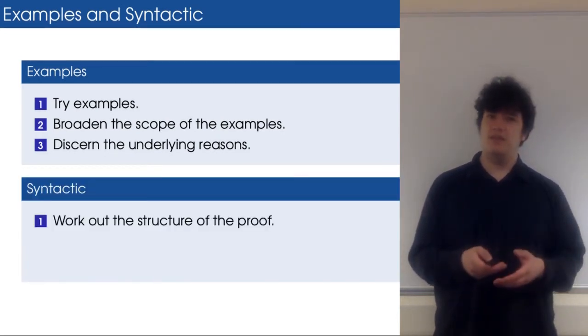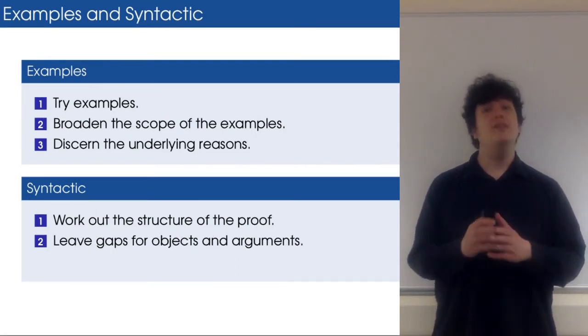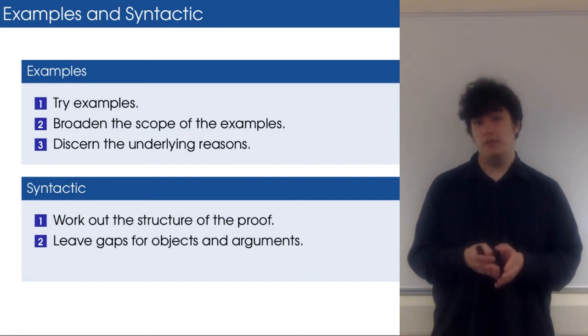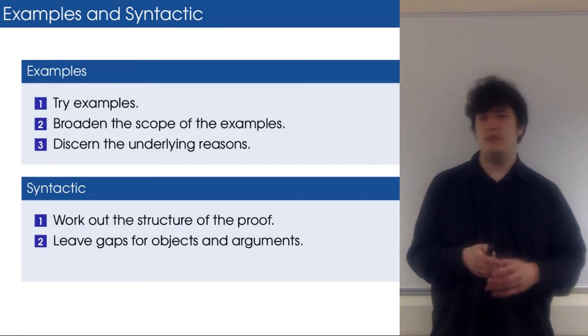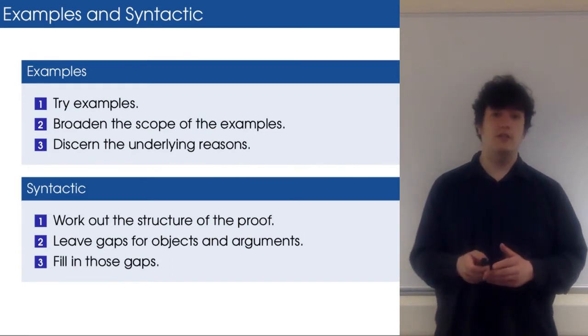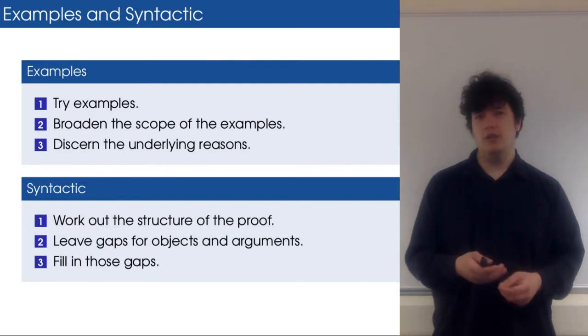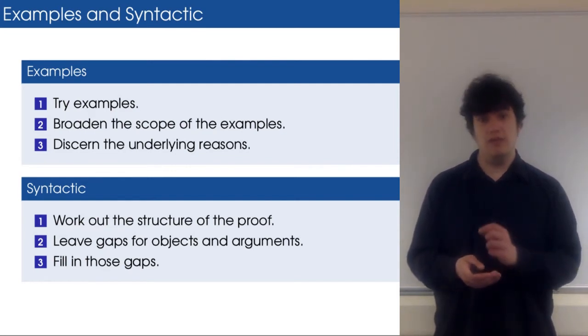In the syntactic method, you write out the structure of your proof, and then you leave in gaps for the bits you don't know how to do. So you leave in gaps when you need to make definitions, you'll leave in gaps when you need to make conclusions about those definitions. And then you fill in those gaps, not necessarily in the order that they occur in your skeletal proof.